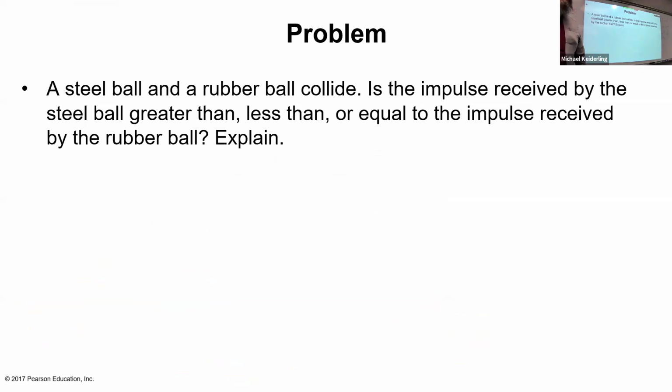So a steel ball and a rubber ball collide. Is the impulse received by the steel ball greater than, less than, or equal to the impulse received by the rubber ball? What do you think the case is?